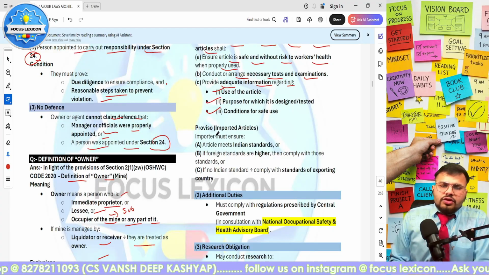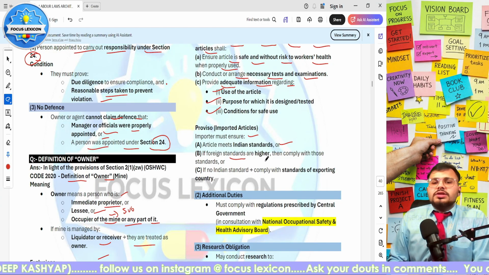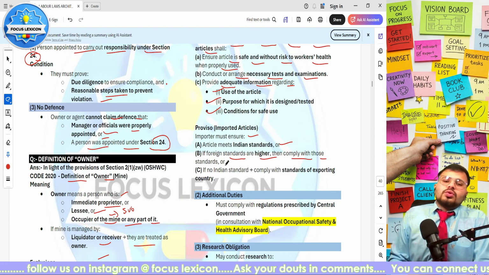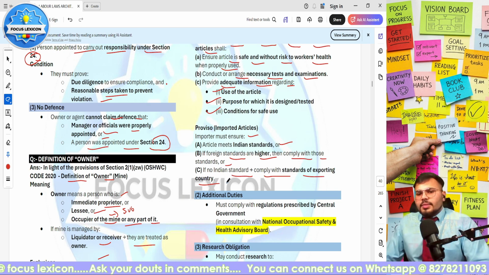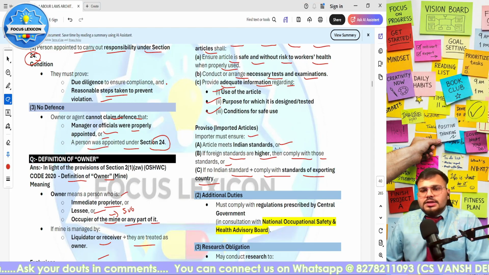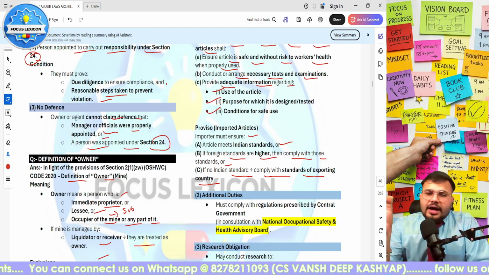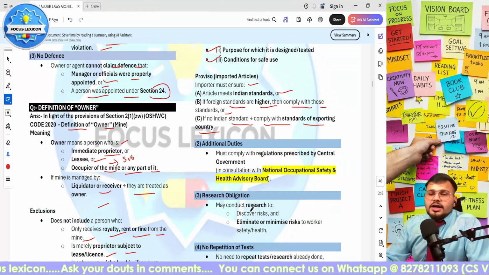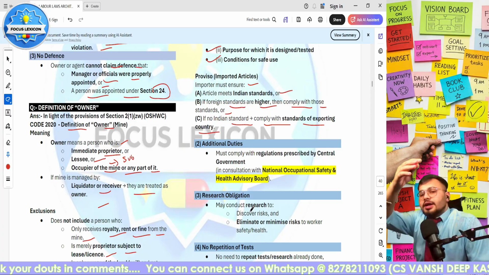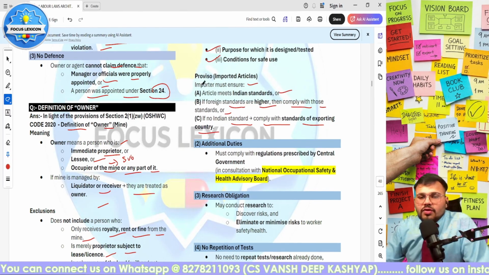Then there is a proviso, imported articles. Importer must ensure that the article meets Indian standards, or if foreign standards are higher, then comply with those standards. If there is no Indian standard, then comply with the standards of the exporting country. So the importer should understand that you have to follow Indian standards. If another country has a higher standard than the Indian standard, then you have to follow that higher standard. If there is no Indian standard, comply with the standards of the exporting country. The country which is exporting to you, you have to follow their standards.